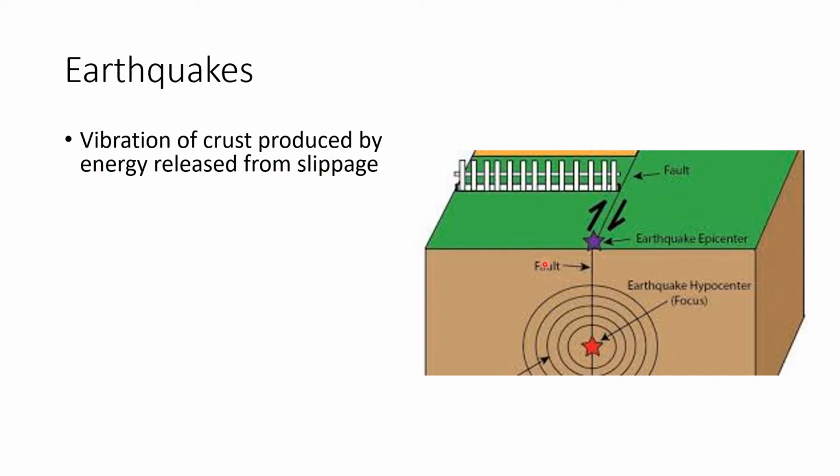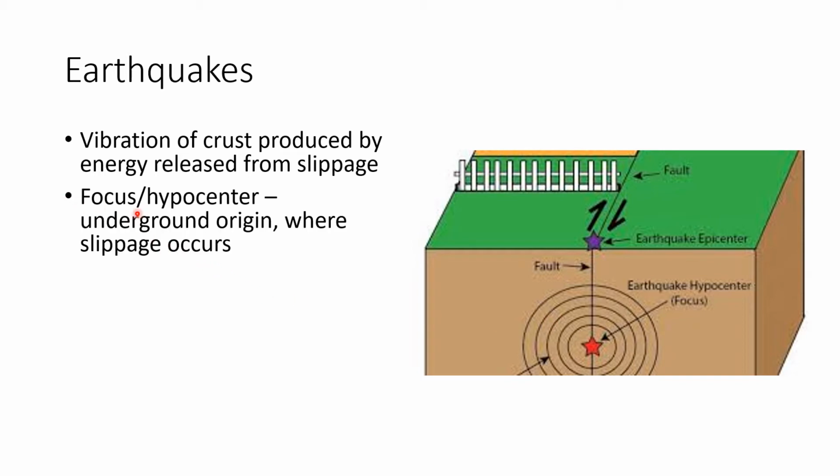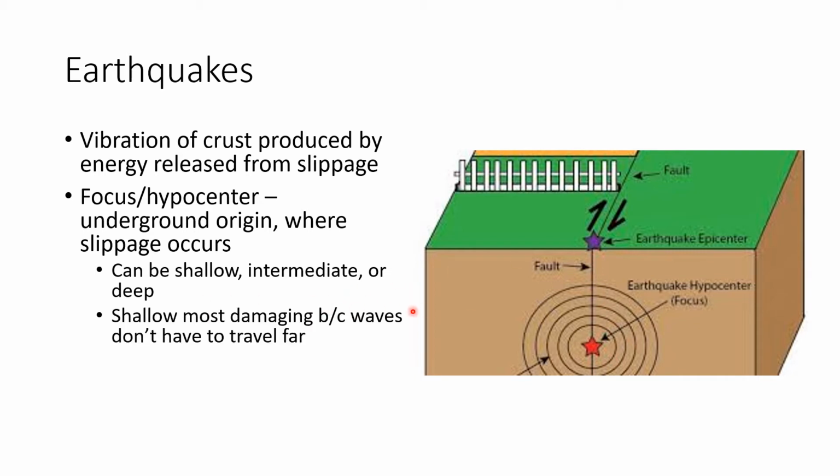A couple of terms that we need to talk about in relation to earthquakes are the focus, or hypocenter. This is the underground origin of an earthquake, where the rocks actually slipped against each other, and where the actual place where the earthquake occurred is, and that's underground. And then these earthquakes can be shallow, intermediate, or deep. It just depends on how close to the surface they are.